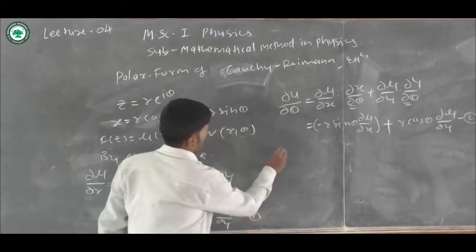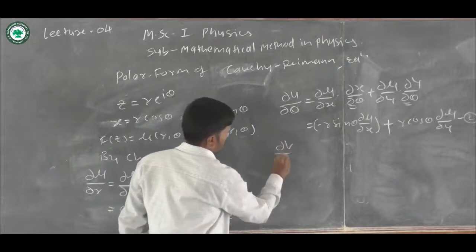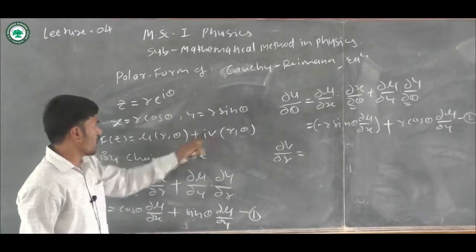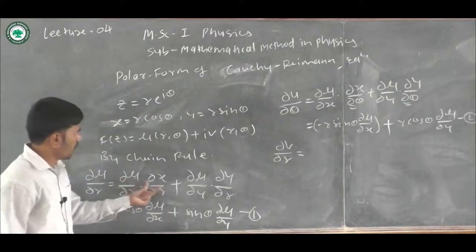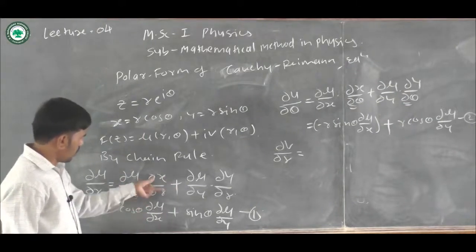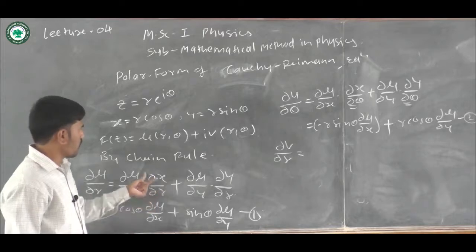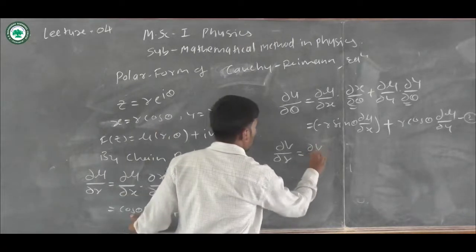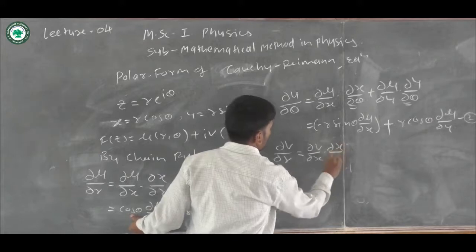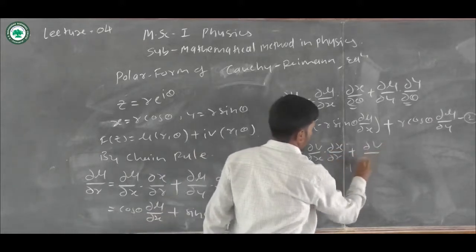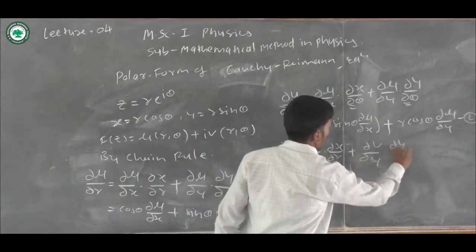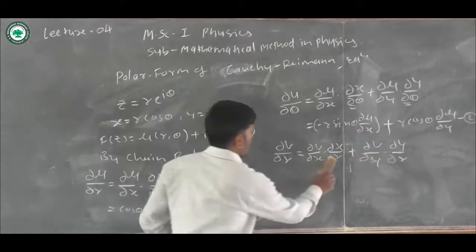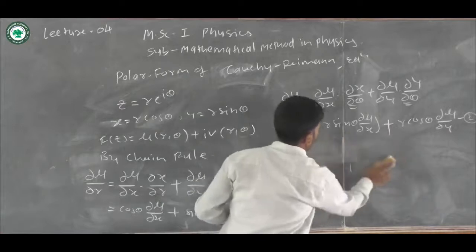Now similarly for v, I am directly writing ∂v/∂r. Okay, v is the variable in the w plane. Similarly, writing these things, we get ∂v/∂r = ∂v/∂x · ∂x/∂r + ∂v/∂y · ∂y/∂r. I am putting ∂x/∂r here for your understanding.